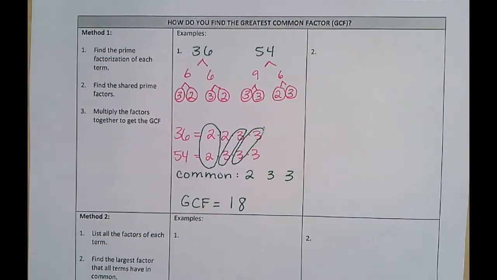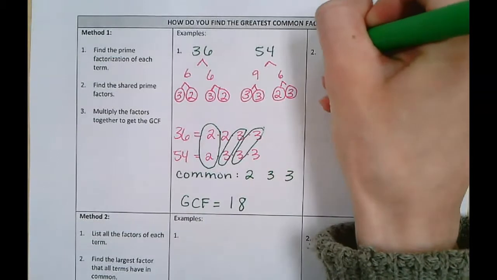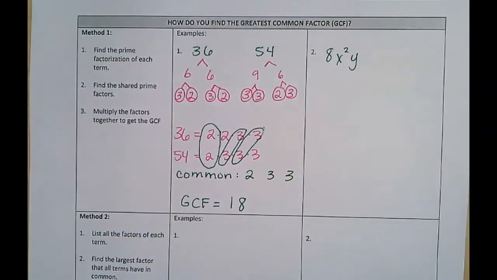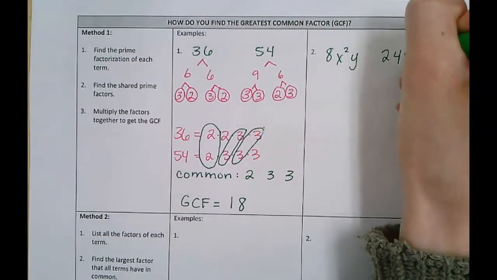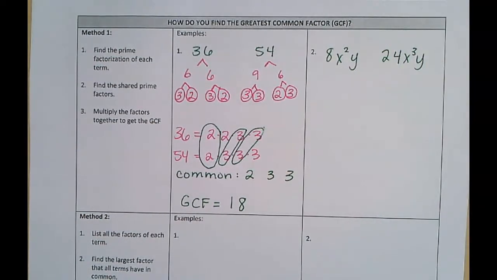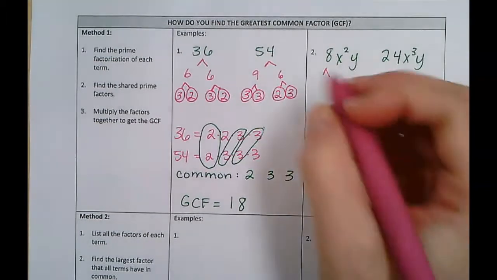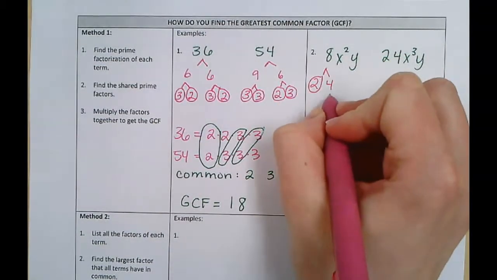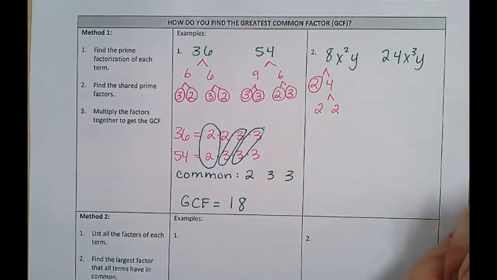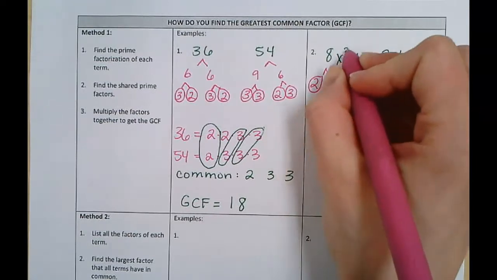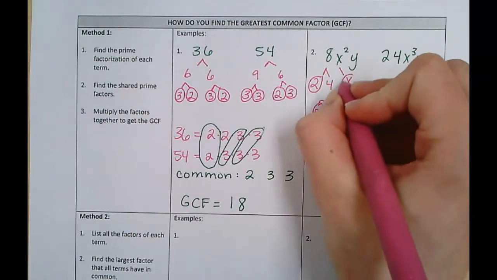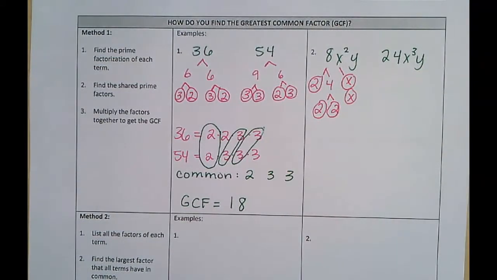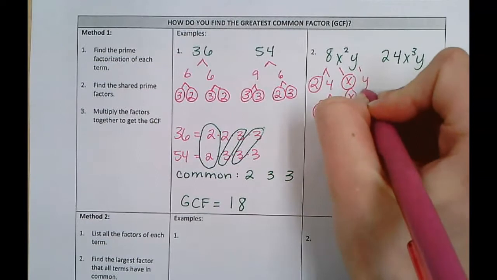Okay, let's do the same thing and put some variables in there. So I'm starting with 8x squared y and 24x cubed y. Starting with my numbers, with 8, I can break this down as 2 times 4. 2 is a prime number, so I'm going to stop there, but 4 can continue with 2 times 2. So there's my prime numbers for 8. My variables, I'm going to break down to how many there are. So x squared means I have 2 x's. And my y, I only have 1.